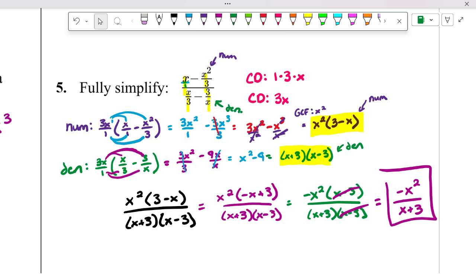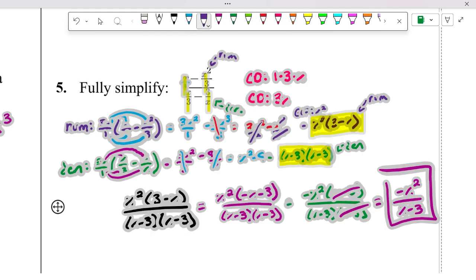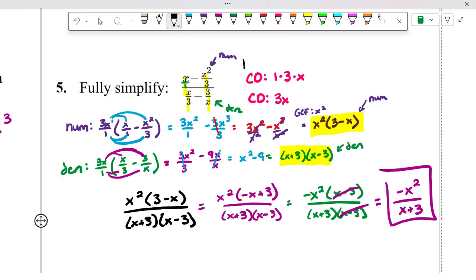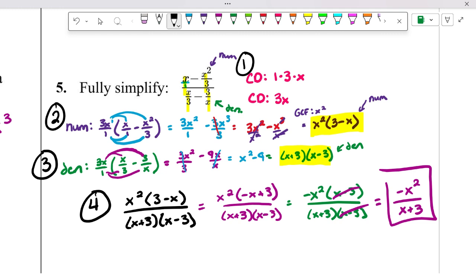So if you guys want to do this in terms of steps, common denominator, step 1. Doing everything with the numerator, step 2. Step 3 is everything with the denominator. Step 4 is putting them back in the fraction and start crossing stuff out. If you want to do it by steps, that's another way you can think about it. And make sure you're organized.